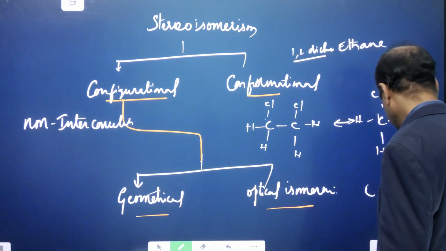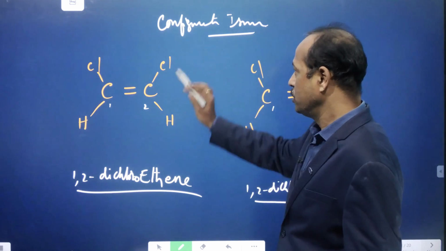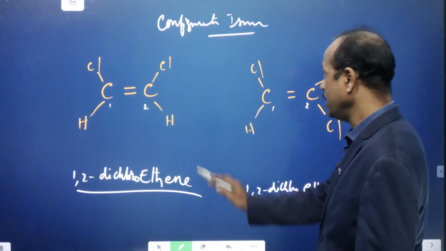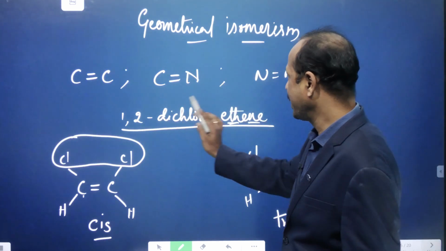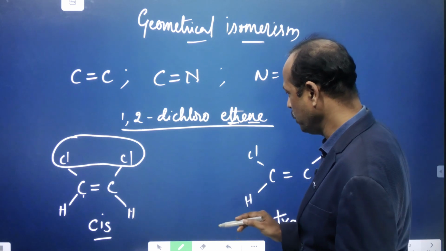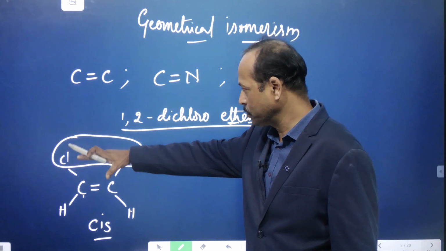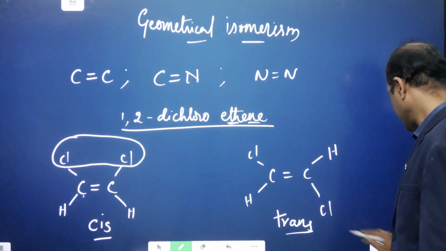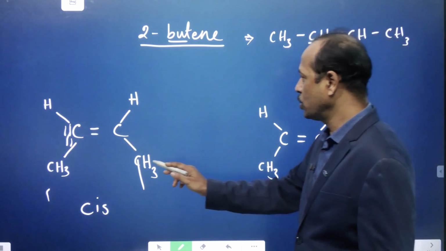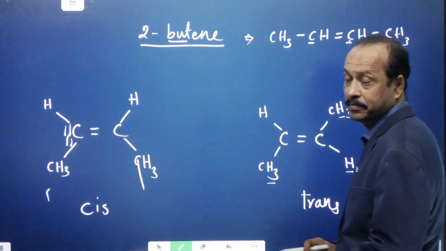In this, geometrical isomerism is part of configurational isomerism. So here we are discussing this one. This is geometrical isomers. 1,2-dichloroethene is an example, and these both are the same, but here the two attached groups are on one side, so this is called cis, and if they are on opposite sides they are called trans. One more example: here two methyl groups at one side, here two methyl groups on opposite sides.